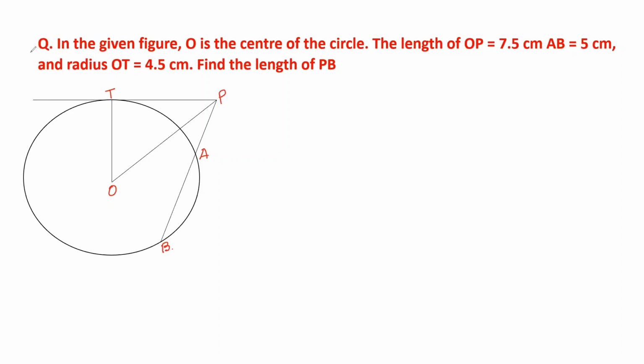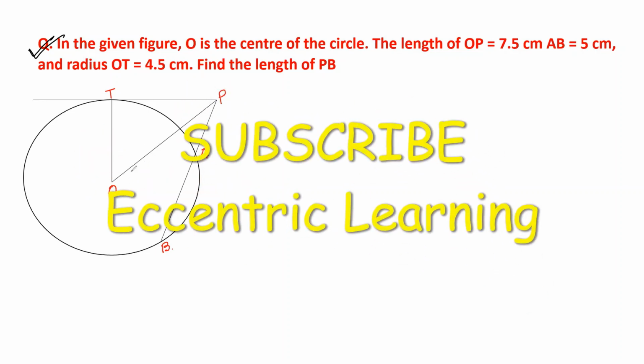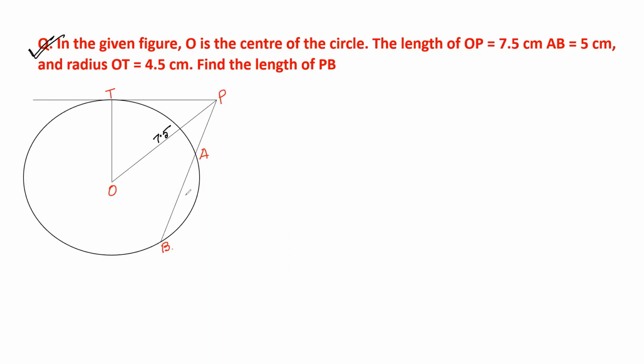Now let us see this question. So here we have been given a circle where O is the center of the circle. The length of OP is given to be 7.5 centimeters. The length of AB is given to be 5 centimeters, and the length of the radius OT is given to be 4.5 centimeters. We need to find the length of PB.